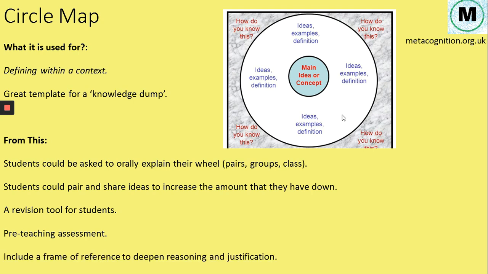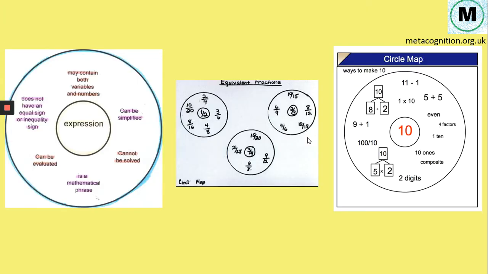And then you can also include a frame of reference. So that is this square box around the outside. And simply outside the circle, students then have to write down how they know that information. So have they got it from a textbook? Did they learn it at primary school? Did they get it from the internet? Did they get it from Hecate Maths, My Maths, whatever it might be? How do they know that information? How do they know that they are correct? What is their justification for that?